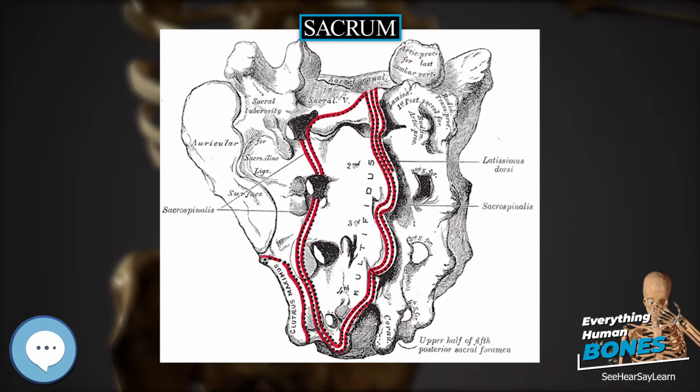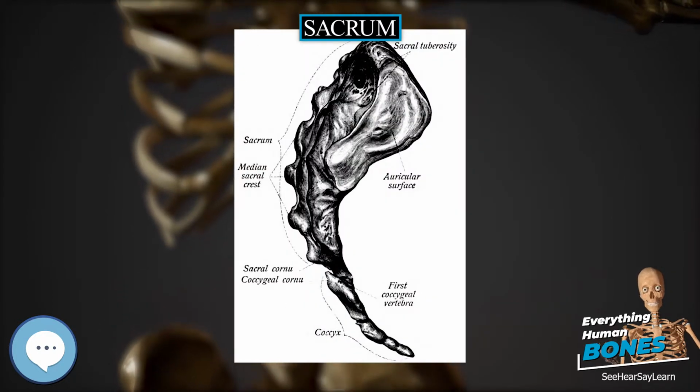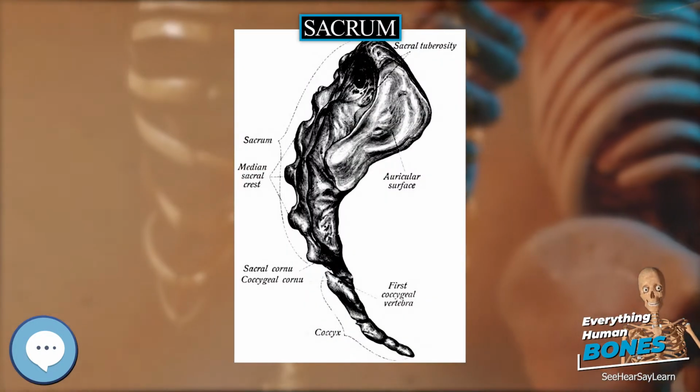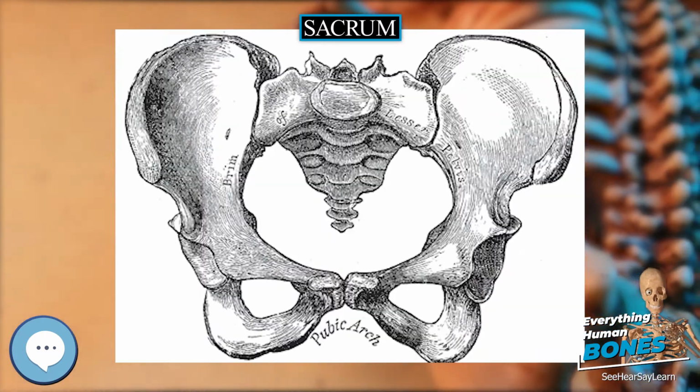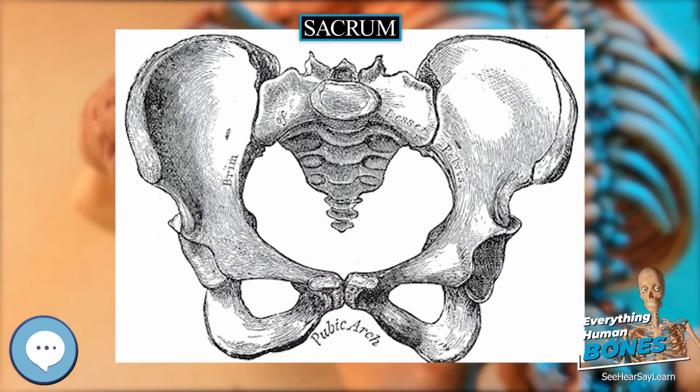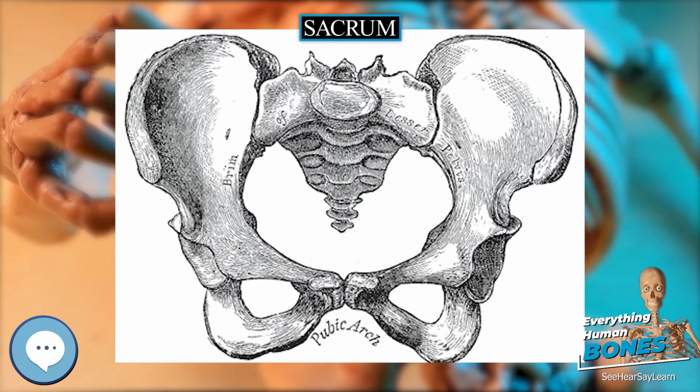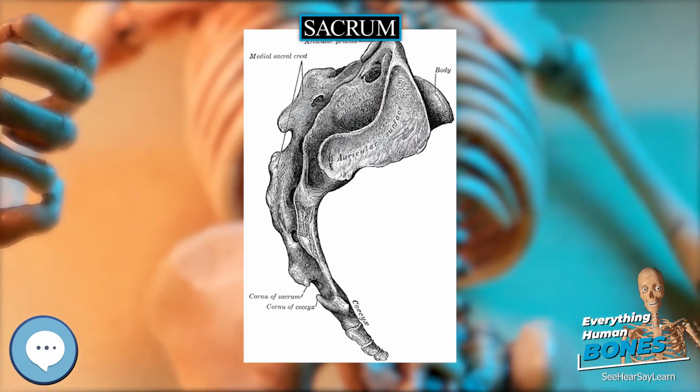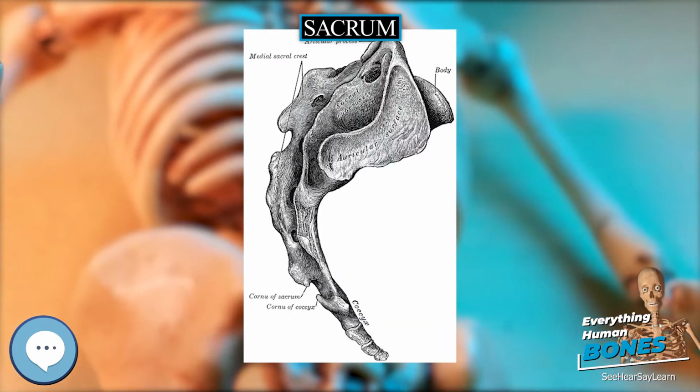The two projections at the sides of the sacrum are called the alae, wings, and articulate with the ilium at the L-shaped sacroiliac joints. The upper part of the sacrum connects with the last lumbar vertebra, L5, and its lower part with the coccyx, tailbone, via the sacral and coccygeal cornua.